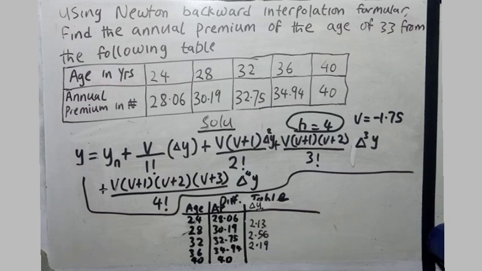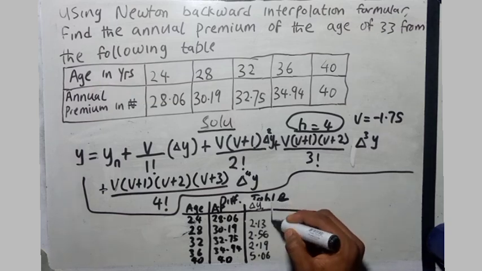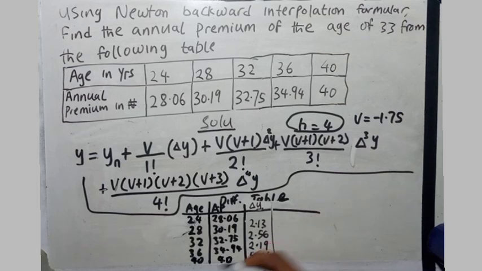2.19. And last, we have 40 minus 34.94, and we're having our answer to be what? 5.06. So this is the difference that we got when we subtracted the one below from the one above.